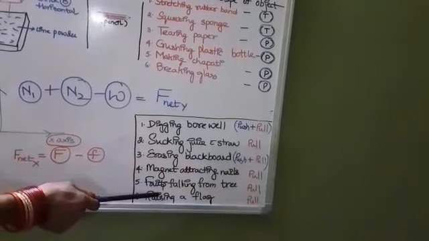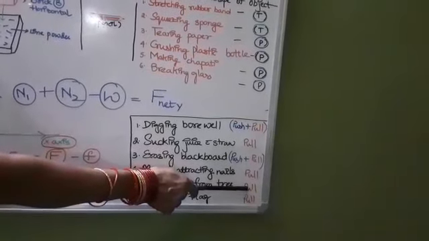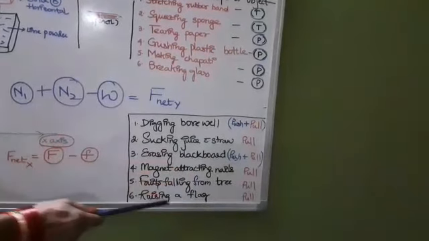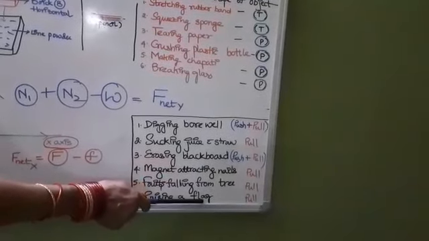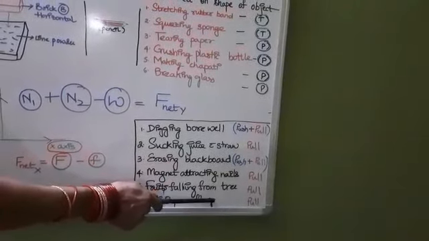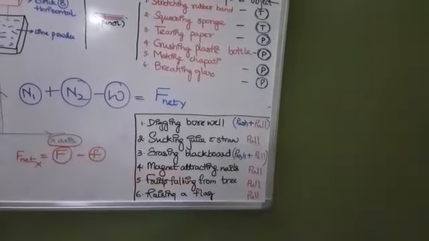Next, fruits falling from a tree because of gravitational pull. So only pull force acts on it. Raising a flag: if we pull one of the ropes, the flag goes upward. Here also only pull force acts.